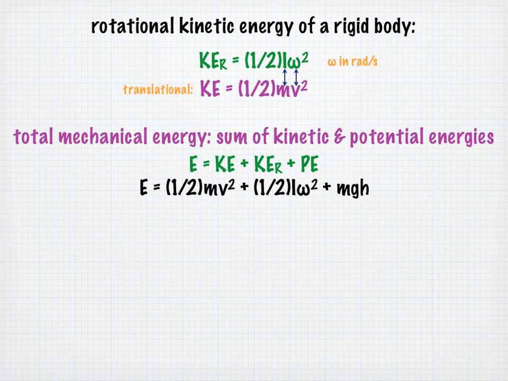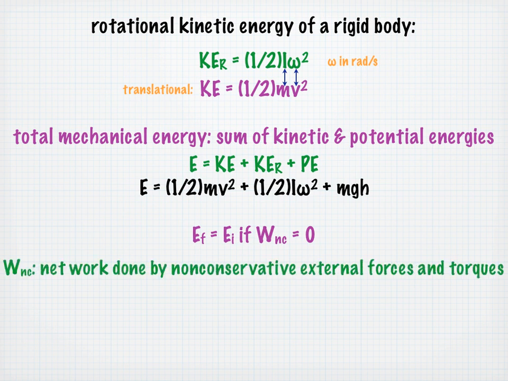Also remember that total mechanical energy is conserved if the net work done by non-conservative external forces equals 0. That is, the final total mechanical energy will be equal to the total initial mechanical energy. Now, non-conservative work includes not only the work done by non-conservative external forces, but also the work done by non-conservative external torques.